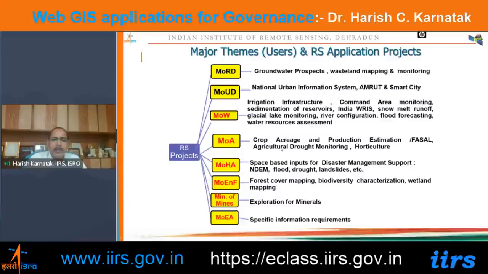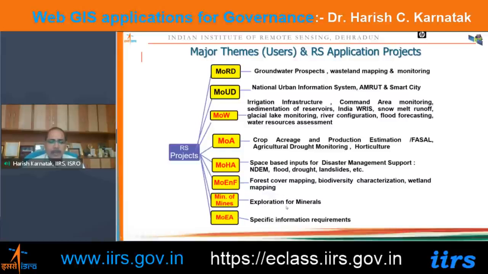The Ministry of Agriculture uses it for crop acreage and production estimations, or FASAL, agriculture drought monitoring, and horticulture monitoring. All these data sets are available in the public domain through the GeoPortal application, and here they are using WebGIS technology very effectively. The Ministry of Home Affairs uses this technology for space-based input for disaster management support, the national database for emergency management, flood monitoring, drought, landslide, and other natural and man-made disasters. The Ministry of Environment and Forests uses WebGIS technology for forest cover mapping, biodiversity characterization, wetland mapping, and so on.